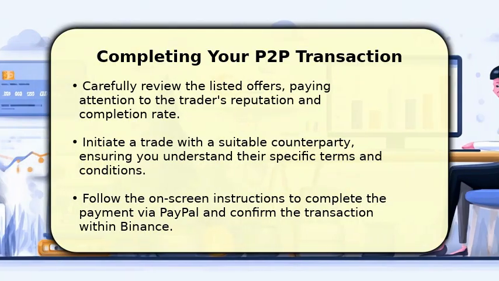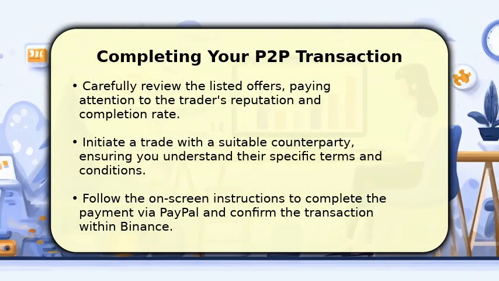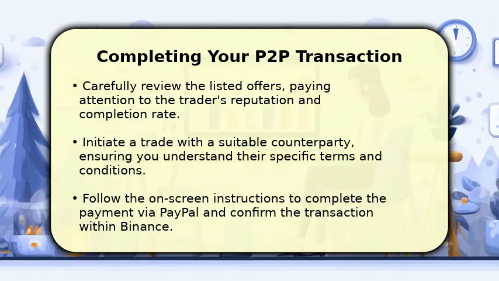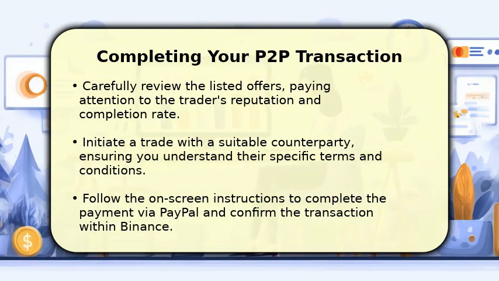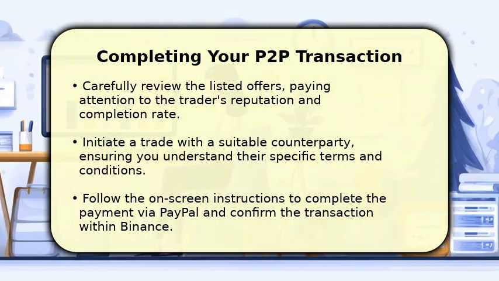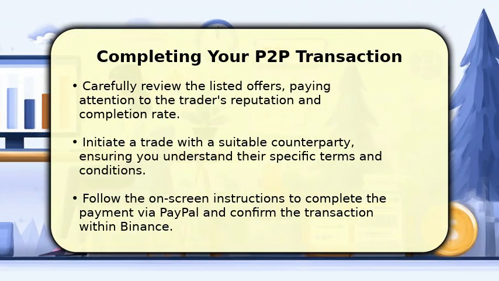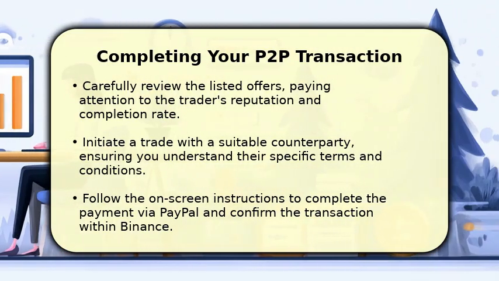Once you've found a suitable trader, carefully review their profile, checking their completion rate and the number of trades they've successfully executed. Initiate the trade, making sure to read their specific terms. You will then send the agreed-upon amount via PayPal. It is absolutely vital to confirm receipt of funds in your PayPal account before releasing any cryptocurrency on Binance, protecting your assets throughout the entire process.